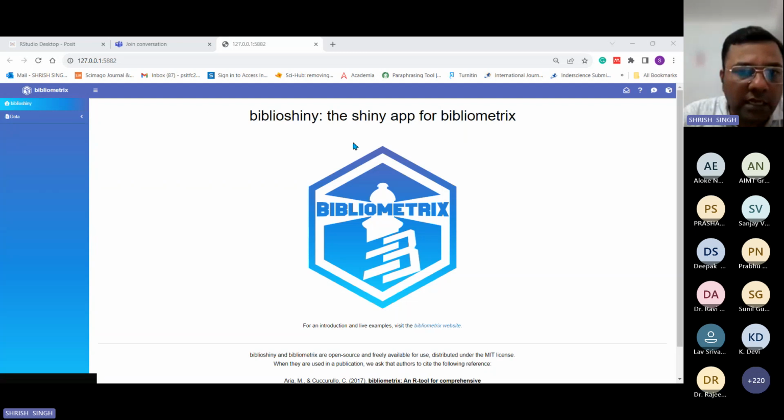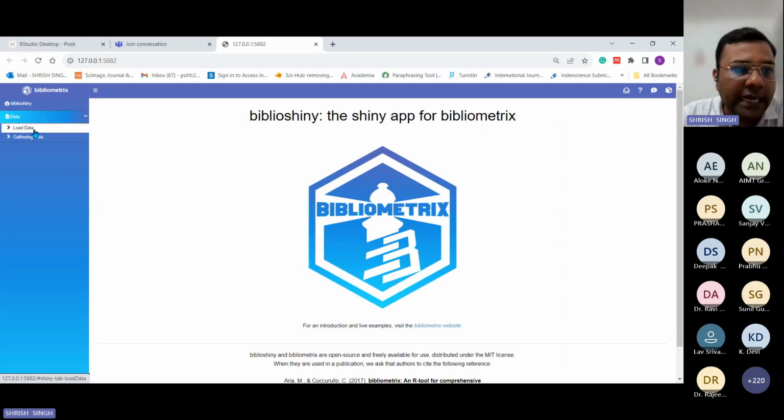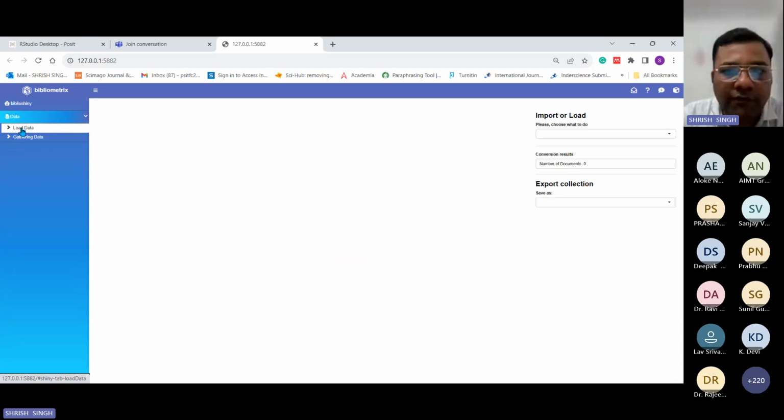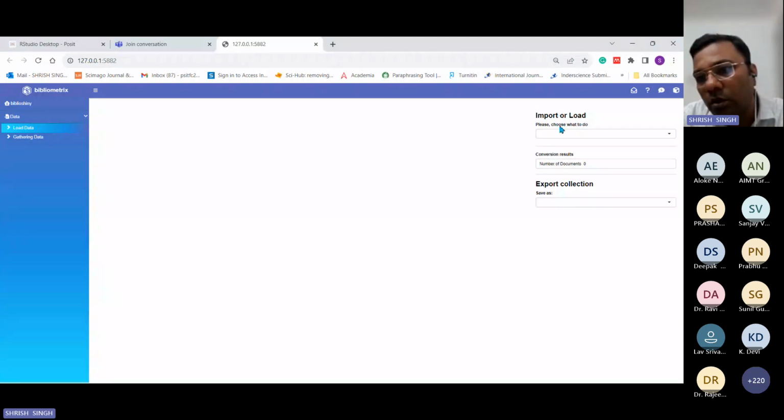So after reaching there, you have to just import the data. Are you able to see this data tab over here? You have to click on the data. You will be finding two options: load data and gathering data. So you have to click on the load data. Once you have clicked on load data, you will have a few options on the right hand side: import or load, conversion results, export.